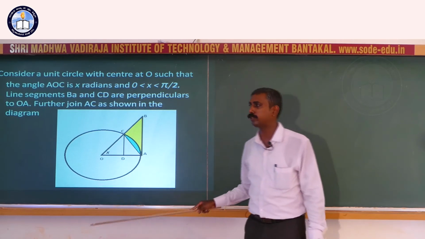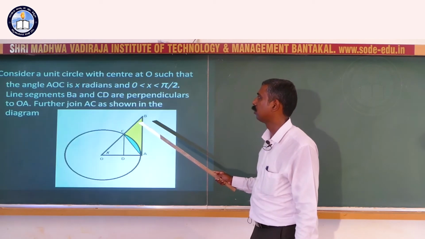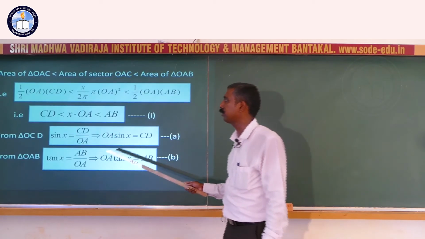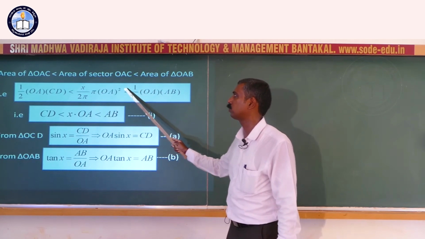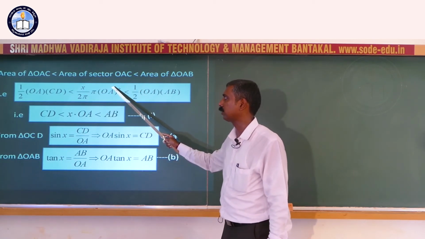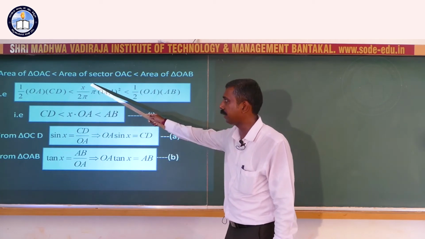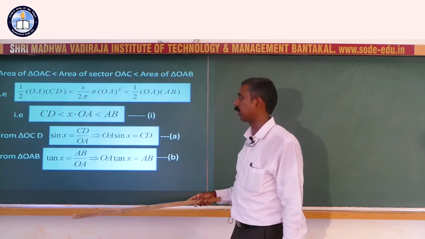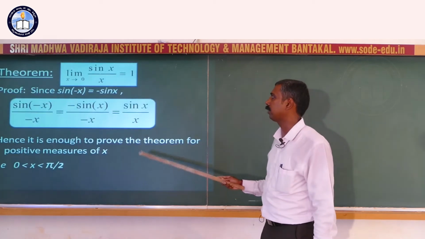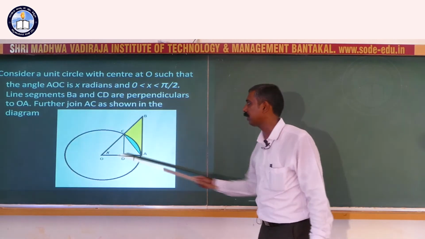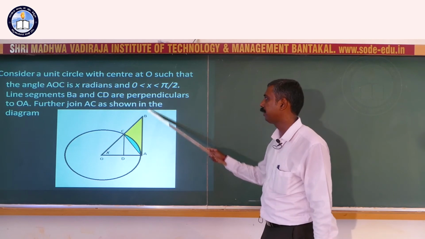So, x divided by 2 pi into pi OA square. That is pi r square into the ratio of the angle divided by the total angle, which is less than the area of the triangle AOB. So, again half base into height, half OA into AB.